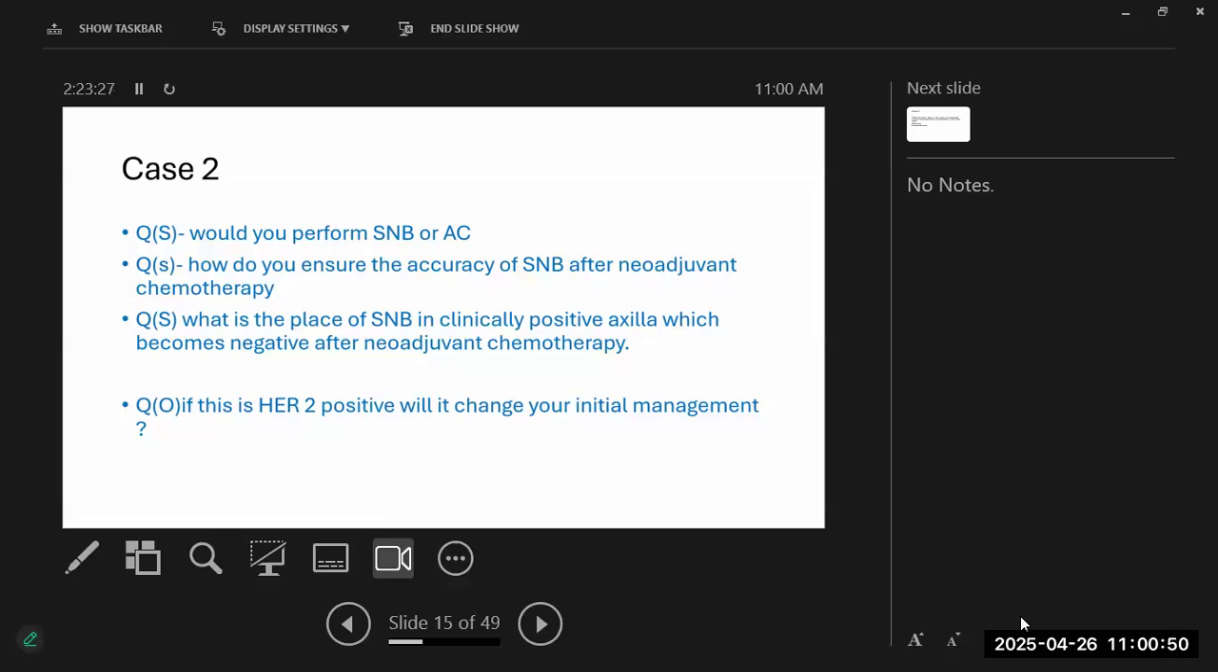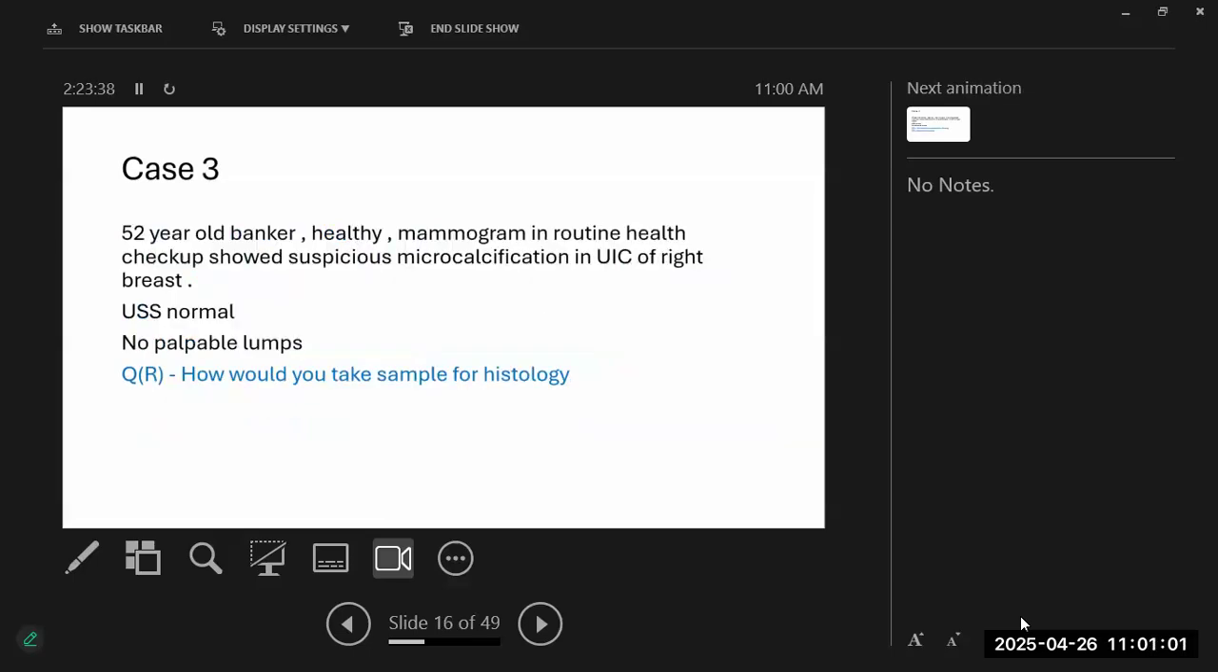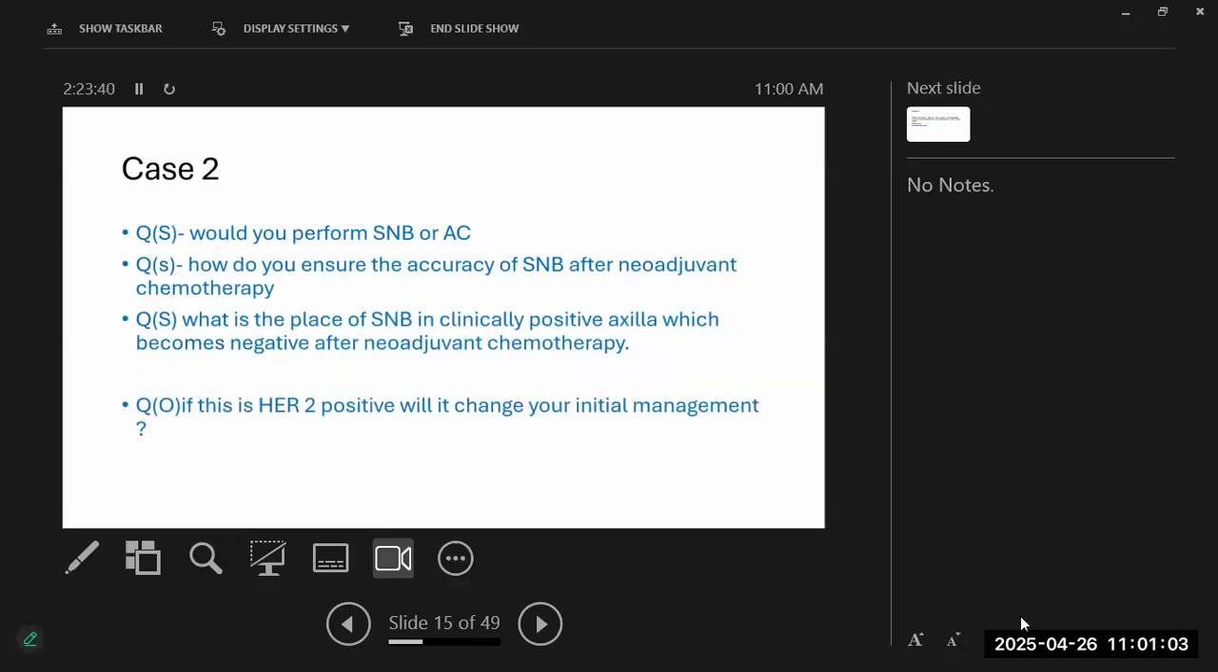So this is a triple negative case. If this is HER2 positive, will it change your management? Yes, certainly. Then it will be neoadjuvant. That is the best approach because giving trastuzumab or anti-HER2 targeted treatments early will improve survival. So you should find a way to give the anti-HER2 treatment as early as possible, and the best way is to give it neoadjuvant without even delaying for surgical recovery.